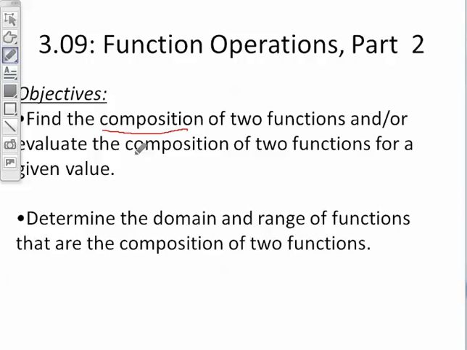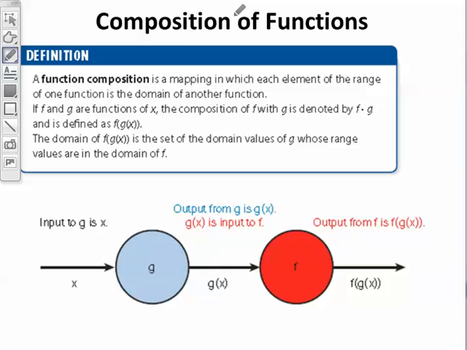Composition is slightly different, so you need to pay attention to the way that I'm writing this down and what's going to happen. A composition function is a mapping in which each element of the range of one function is the domain of another function. What? Well, what we're going to do is we're going to take two functions. We're going to write it down like this. We're going to say f o g of a number x here.